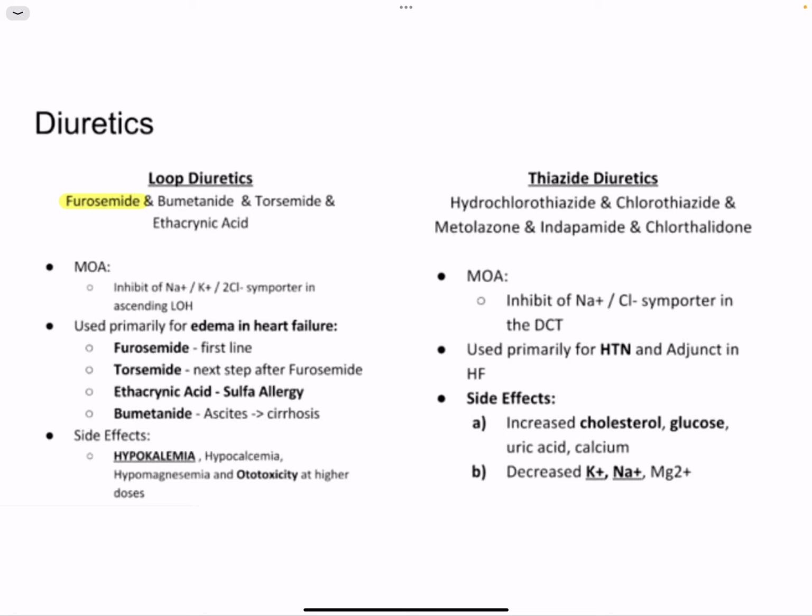Again, the first line for the edema in heart failure is furosemide. We always start our treatment with furosemide. The mechanism of action of all is the same. They will block the sodium chloride symporters in the thick ascending loop of Henle. Okay? Side effects. First side effect, if you see, it is written in capital letters, bold and underlined.